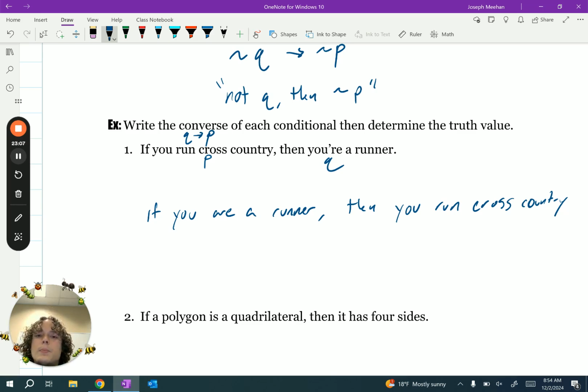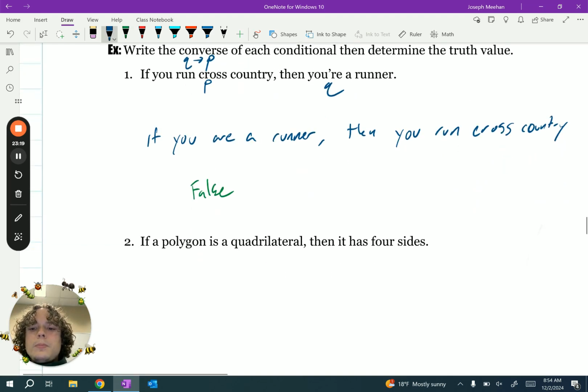All we did was switch the hypothesis and conclusion. We flip-flopped them. And then it says determine the truth value. So is this true? If you are a runner, then you run cross country? No, it's not true, right? You can be a runner and not run cross country. False. There we go.